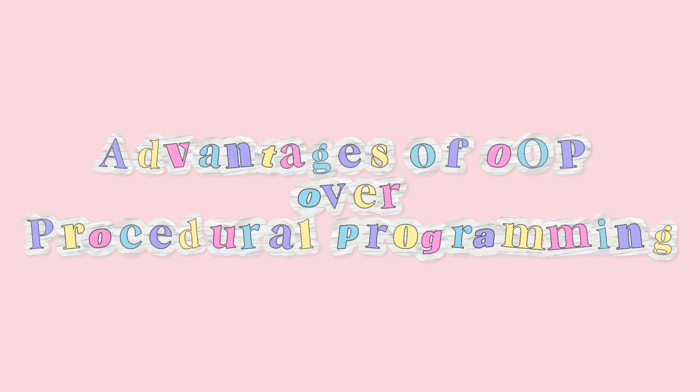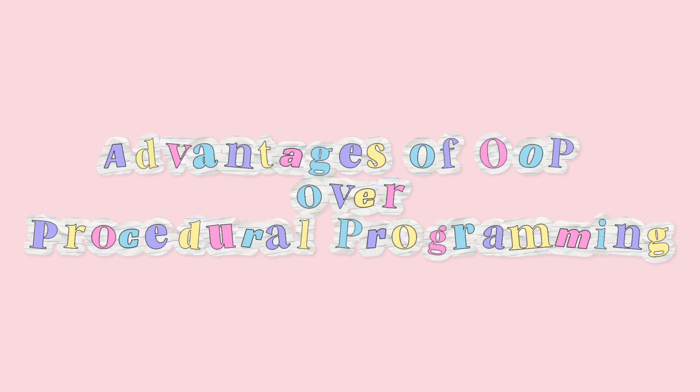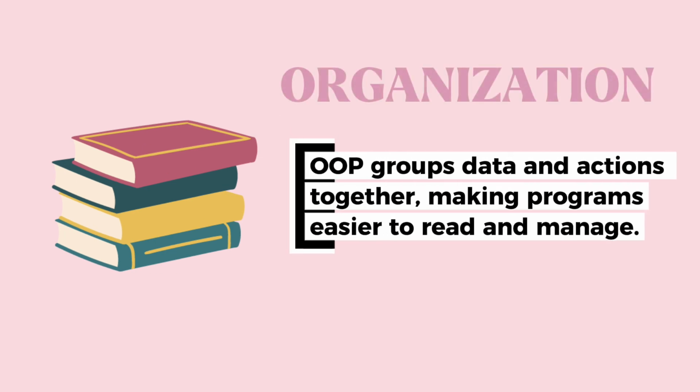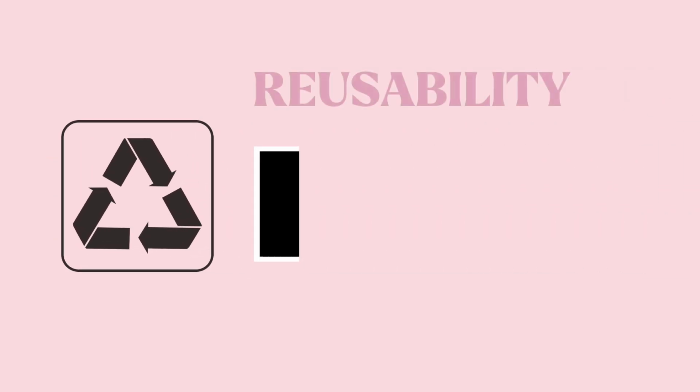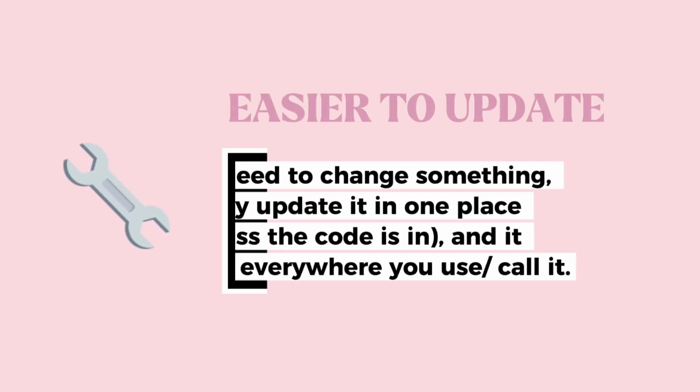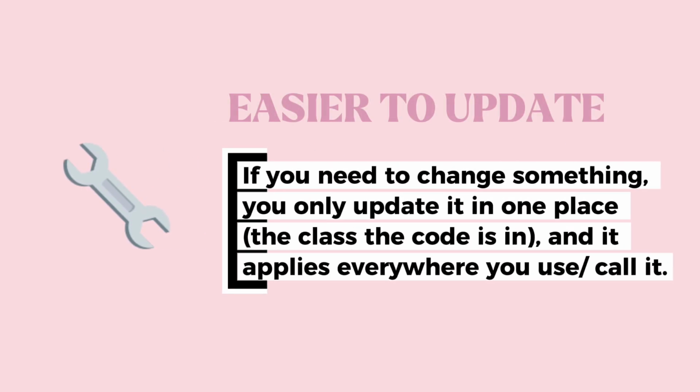Now, what advantages can we see that OOP has over procedural programming? Well, first, there's the organization of code. OOP groups data and actions together, making programs easier to read and manage. Next is reusability. You can reuse classes and objects in other programs. It is also easier to update. If you need to change something, you only need to update it in one place, the class that the code is in, and it applies everywhere you use or call it.